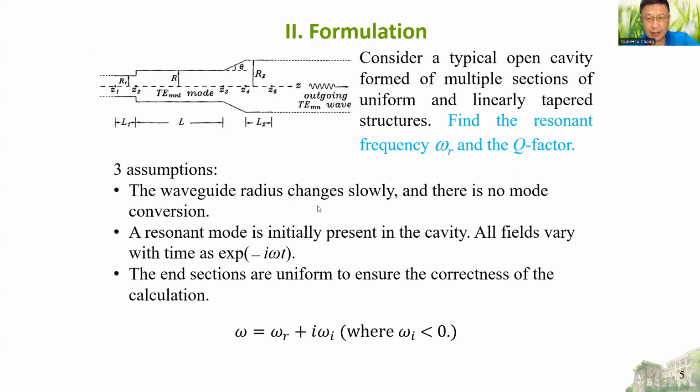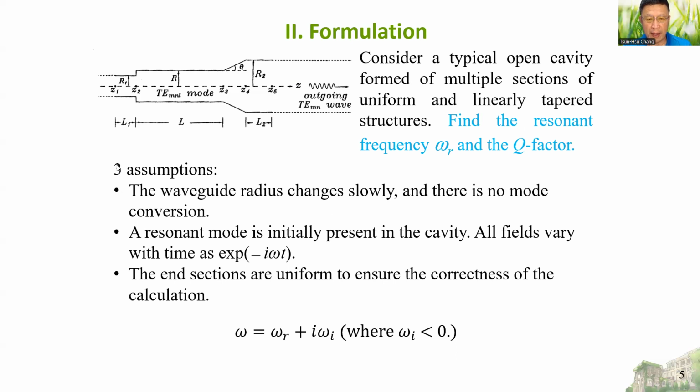Okay, now let's consider the formulation. Consider a typical open cavity formed of multiple sections of uniform and linearly tapered structure. Find the resonance frequency omega_r and the quality factor, Q factor. So for this system, the most important parameters are the resonance frequency and Q factor.